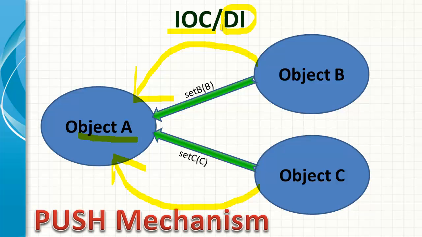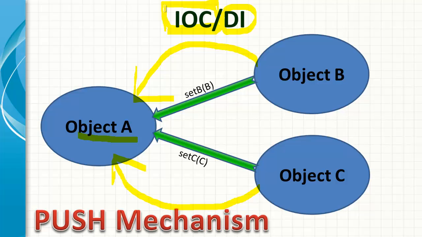And let's see the term IOC then. Inversion of control. Pull is what? I need it, I'll pull it. Who controls it? The needy controls it. My objects, my application controls what I need. Whatever I need, I'll create a new of it, or I'll go to the factory and get it.